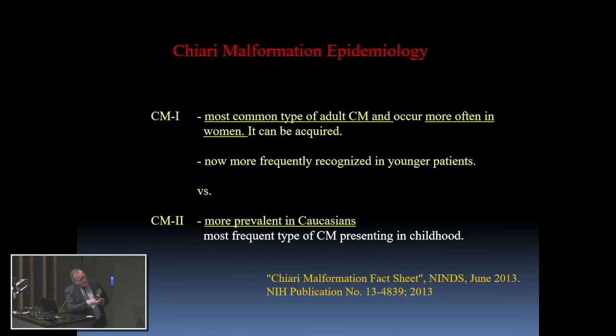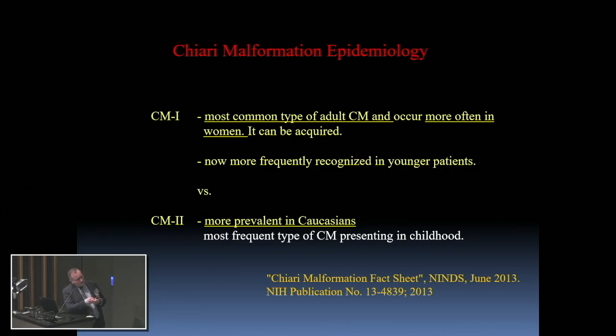The epidemiology is a little interesting. Chiari I is the most common type in adults, obviously, more often in women. I don't have a good explanation for this, but in my practice, the frequency distribution is 8 to 1, 8 females for 1 male. And it's more frequently recognized now in younger patients just because we scan more younger people. It usually becomes clinically evident in adolescents and in the 20s and 30s in most females.